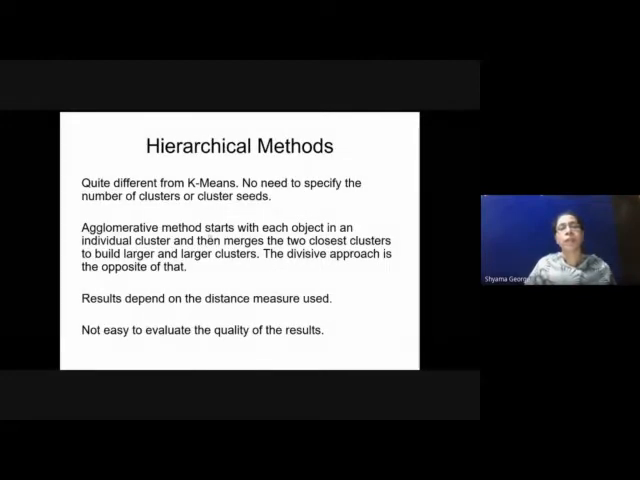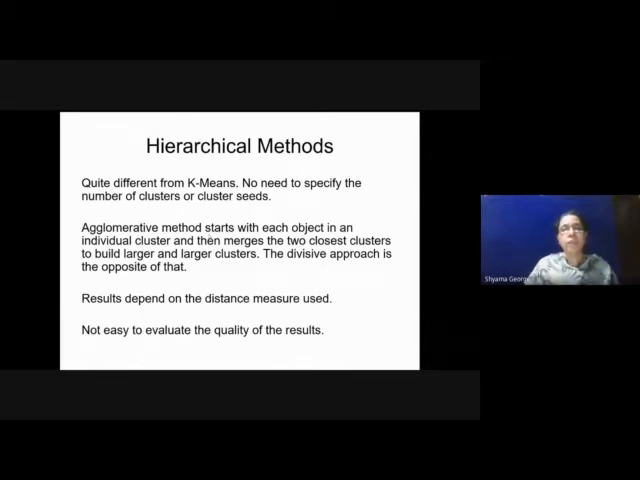So the hierarchical method is different from k-means. In the hierarchical method, there is no need to specify the number of clusters and also the cluster seeds. In the agglomerative method, as we studied in the previous class, we start with each object as a cluster, then we merge the clusters. And today we will discuss the divisive approach, which is opposite to the agglomerative approach.